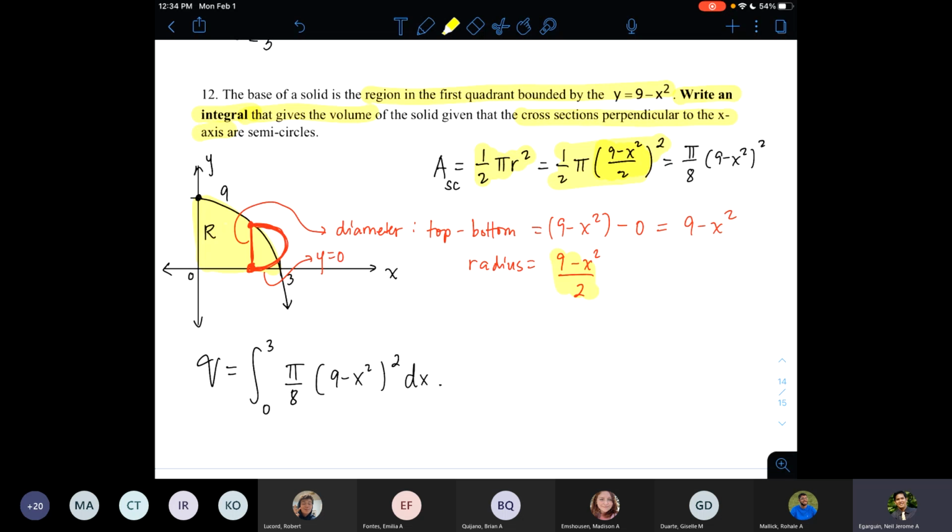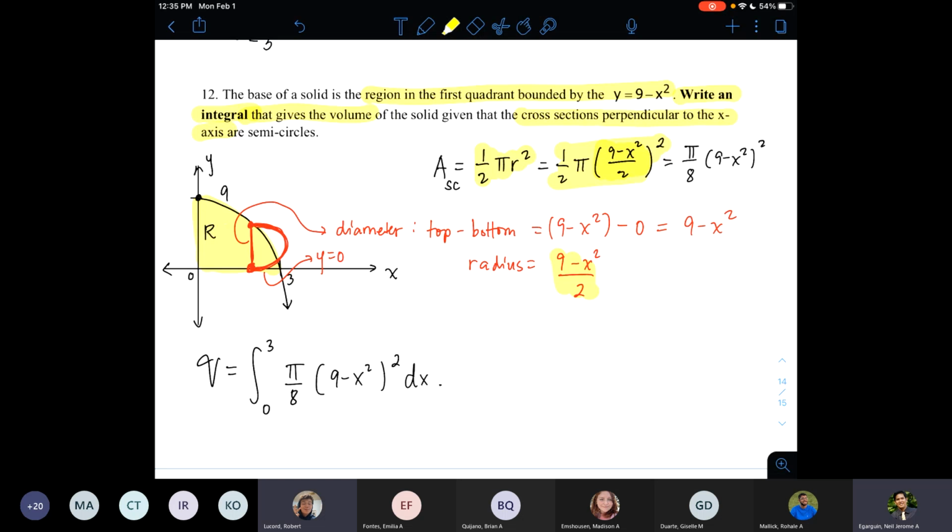Okay. Any other questions? You're probably still hungover from the weekend, so any other questions? If none, then I have a question for you guys. There's still one more problem involving volumes with cross sections, problem number 13. Do you want to go over it, or let's go to solids of revolution?